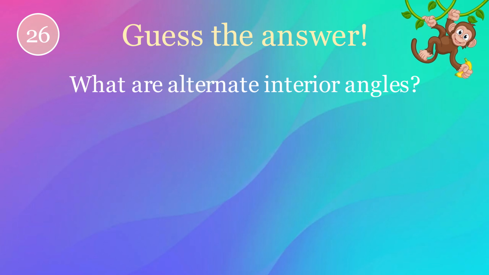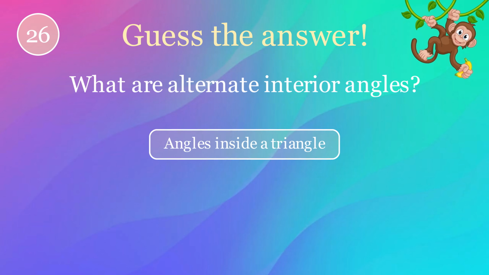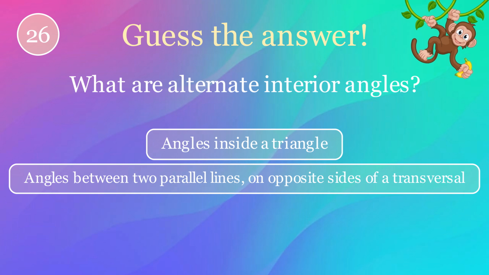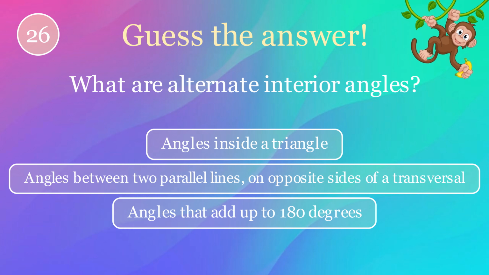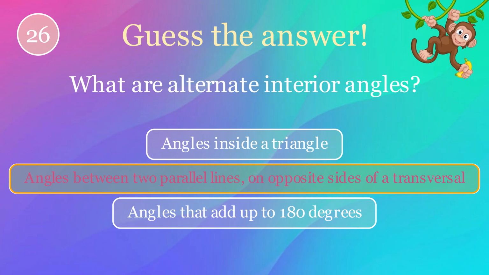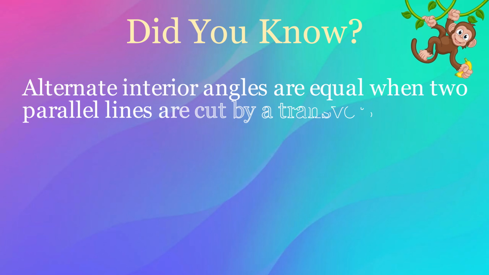What are alternate interior angles? Angles inside a triangle. Angles between two parallel lines on opposite sides of a transversal. Angles that add up to 180 degrees. The correct answer is angles between two parallel lines on opposite sides of a transversal. Here's an interesting fact. Alternate interior angles are equal when two parallel lines are cut by a transversal.